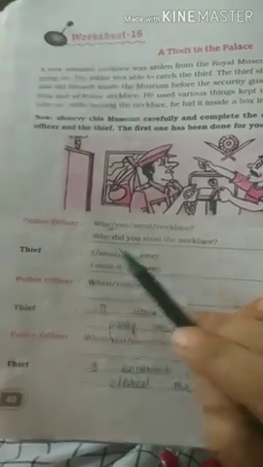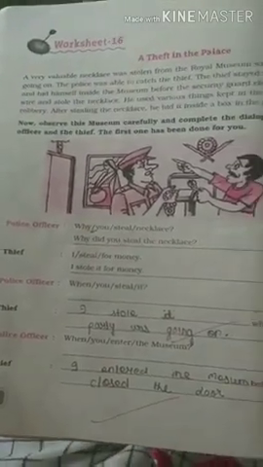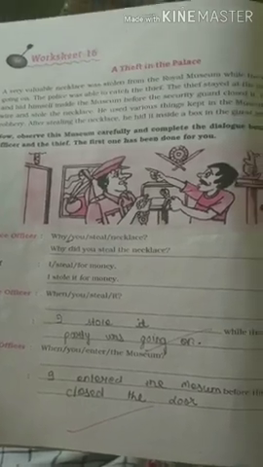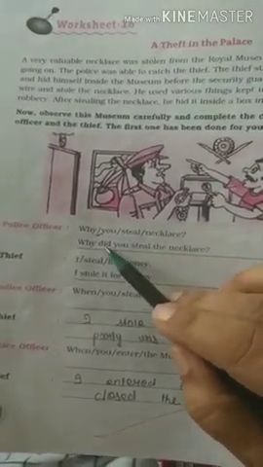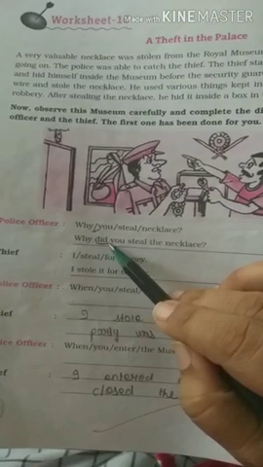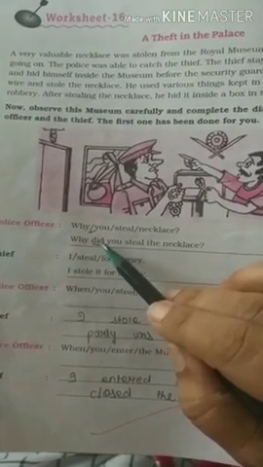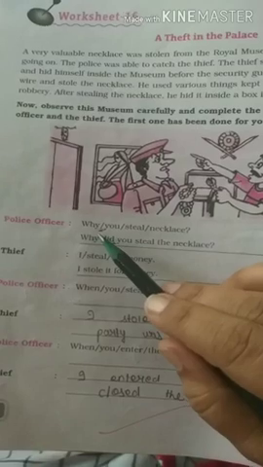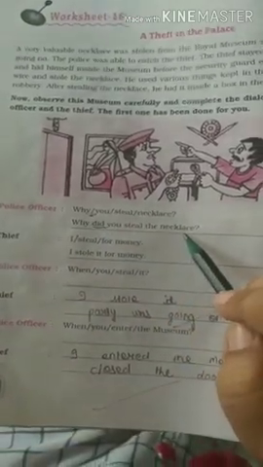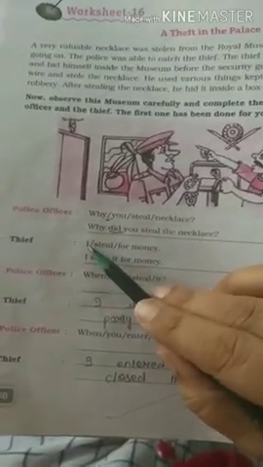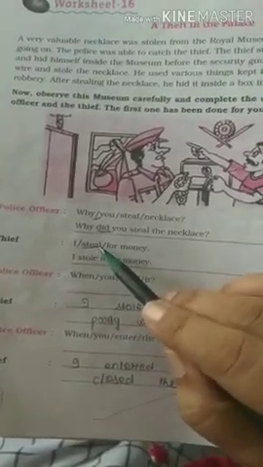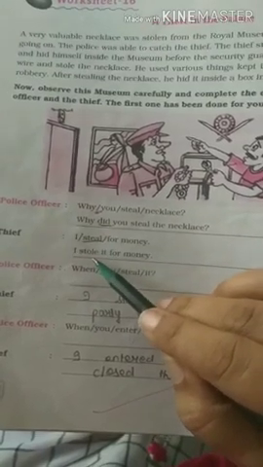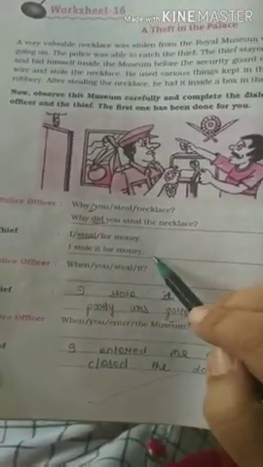Which is that? When we ask someone about something, like why did you do that, in which form are we asking? In the past form, right? Whenever we ask in the past form, what word do we use? Did. So, why did you steal the necklace? What will he say? "I steal for money." No, past form, that is the V2 form. You have to change the verb into V2 form. I stole it for money.